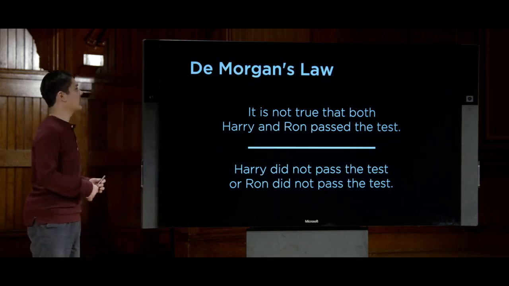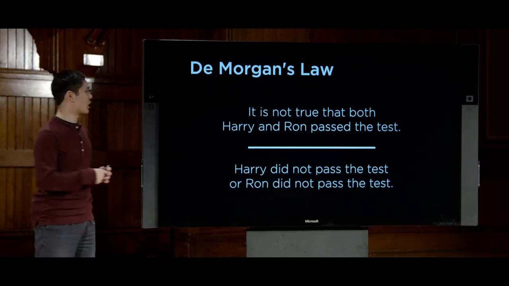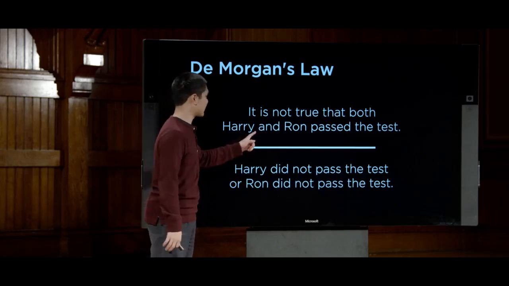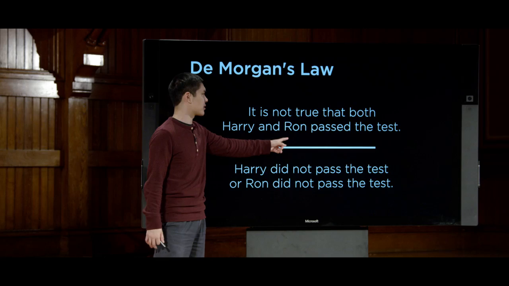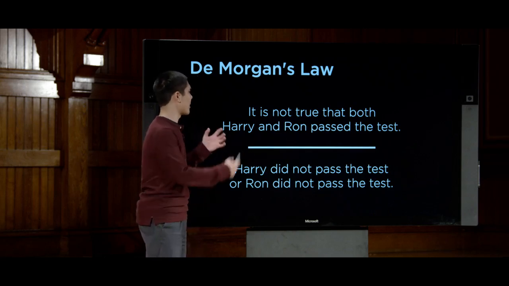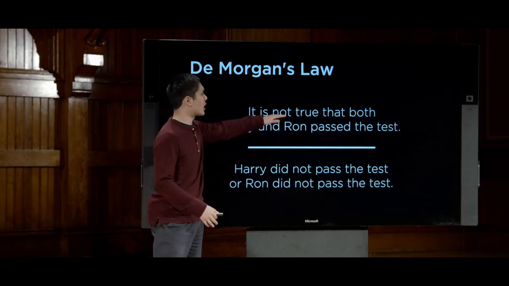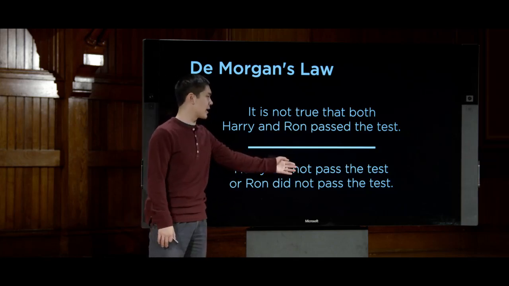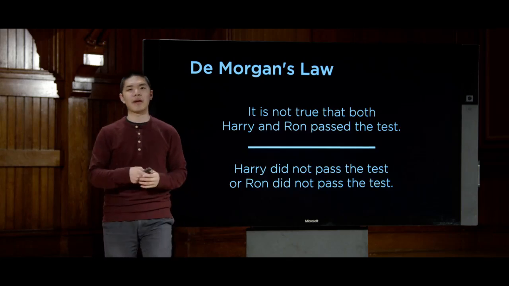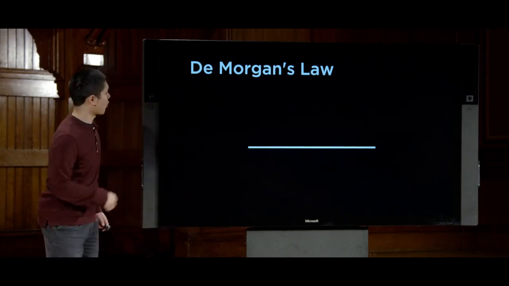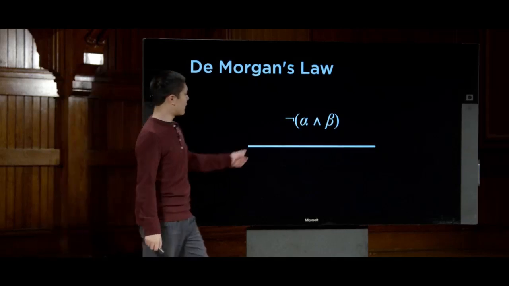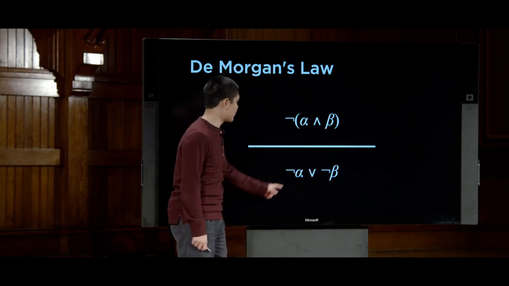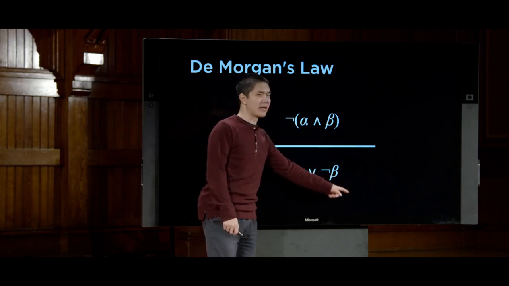And this type of law is one of De Morgan's laws, quite famous in logic, where the idea is that we can turn an and into an or. We can take this and, that both Harry and Ron passed the test, and turn it into an or by moving the nots around. So if it is not true that Harry and Ron passed the test, well then either Harry did not pass the test or Ron did not pass the test either. And the way we frame that more formally using logic is to say this. If it is not true that alpha and beta, well then, either not alpha or not beta.